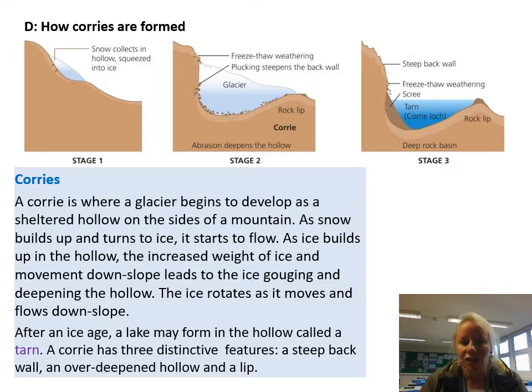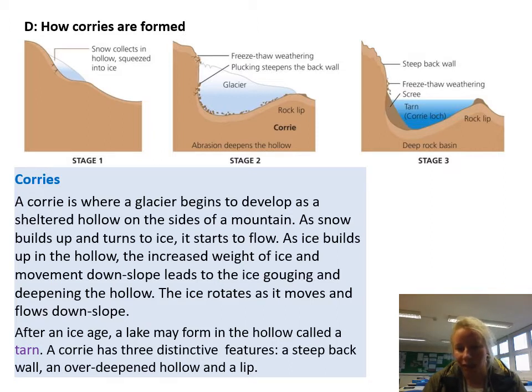can see that snow starts to collect in a hollow of a mountainside. Now what will happen is that moisture will seep into the rock and freeze thaw will start to occur. So it will start to erode away and weather that material. Now over time this hollow will get bigger and bigger and the glacier will start to fill and it will start to move. Now if we have a look at stage 2, we can see that material that has been eroded and weathered is plucked by the glacier and transported towards the edge of that hollow.